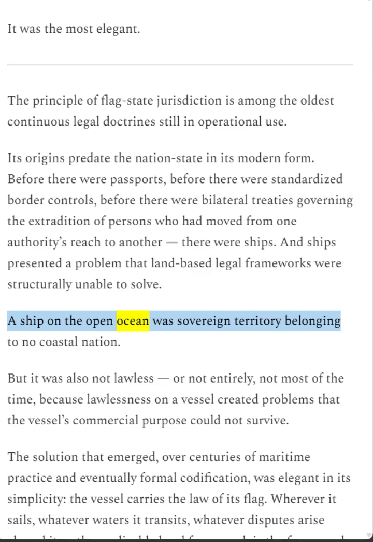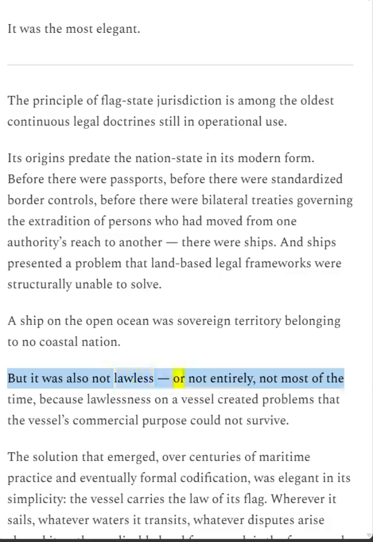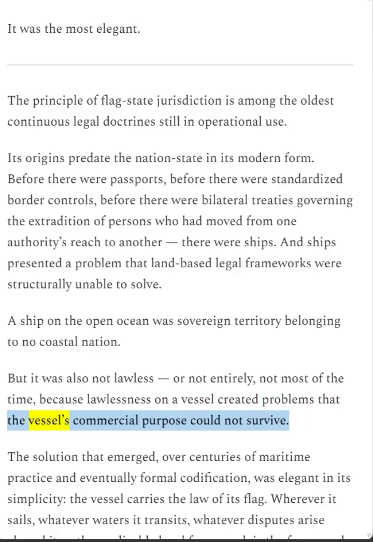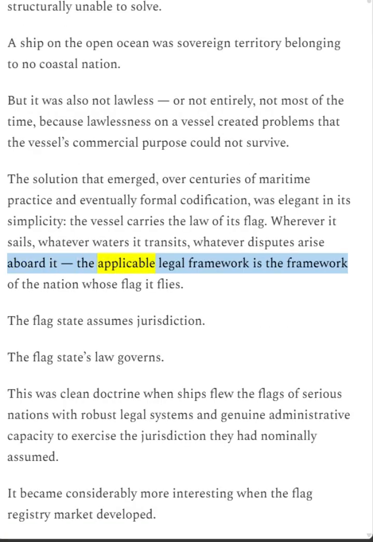A ship on the open ocean was sovereign territory belonging to no coastal nation. But it was also not lawless, or not entirely, not most of the time, because lawlessness on a vessel created problems that the vessel's commercial purpose could not survive. The solution that emerged over centuries of maritime practice and eventually formal codification was elegant in its simplicity. The vessel carries the law of its flag. Wherever it sails, whatever waters it transits, whatever disputes arise aboard it, the applicable legal framework is the framework of the nation whose flag it flies. The flag state assumes jurisdiction. The flag state's law governs.